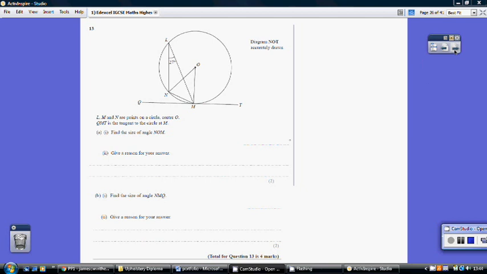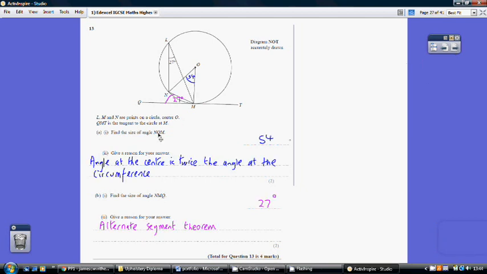Question 13. Find the size of angle NOM, this one here. Well, that's 54 degrees because the angle at the circumference is half the angle at the center, or in other words, the angle at the center is twice the angle at the circumference. And part B1, find the size of angle NMQ, N to M to Q. Well, that's 27 degrees. That's just that sort of strange circle theorem, the alternate segment theorem, telling us that that there and that there are equal.